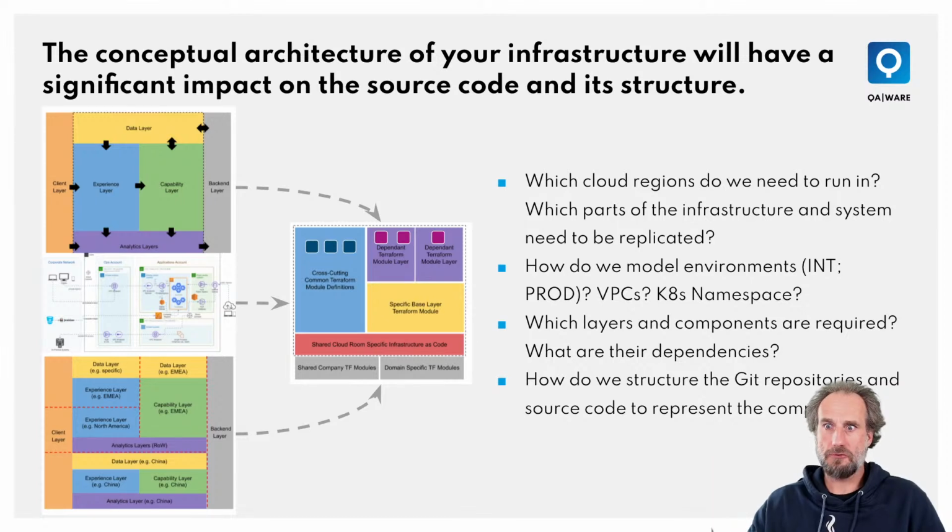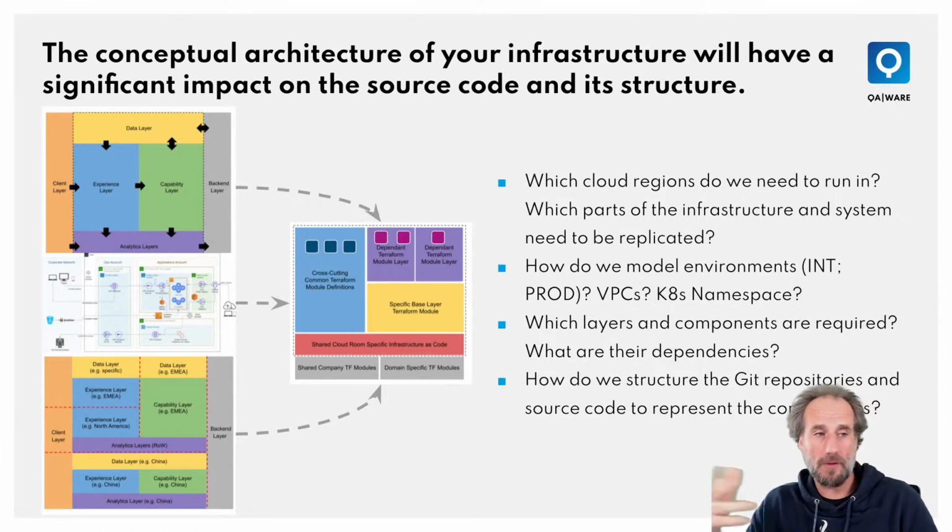So what cloud regions do we need to run in? Which parts of my infrastructure in the system need to be replicated and what is only in one region, for example? Well, you need to think ahead of how we model environments, right? So think of a dev environment, int environment, prod environment. How do you do that?